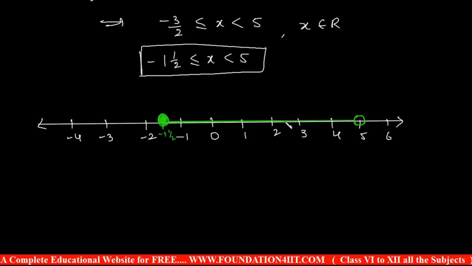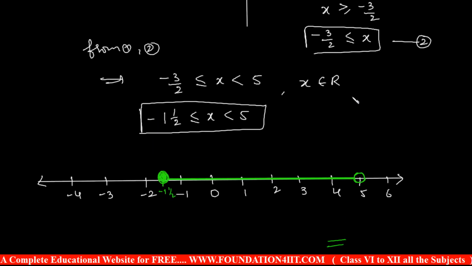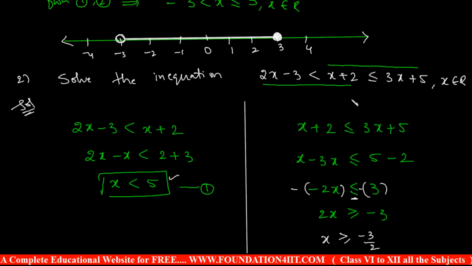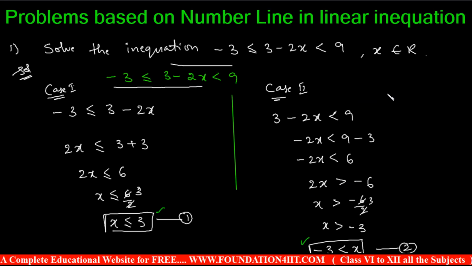So we can make this simple. A dark line you can draw. Yeah, that's enough. That means it lies between minus 1 and a half and 5. 5 is not included, but minus 1 and a half is included. So this is the solution set. We can make it like this: first finding the solution set in two cases, and then that one you can represent on the number line also.